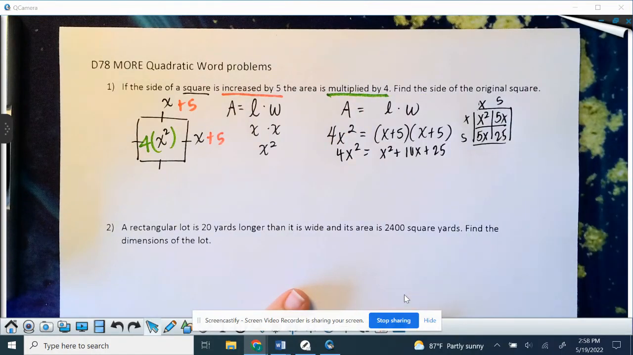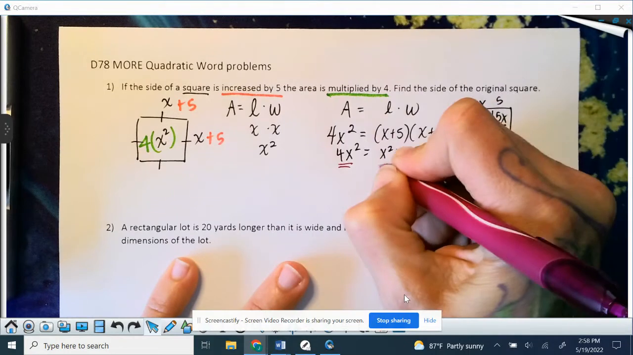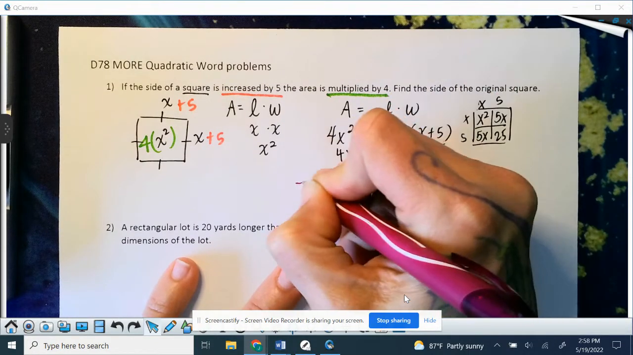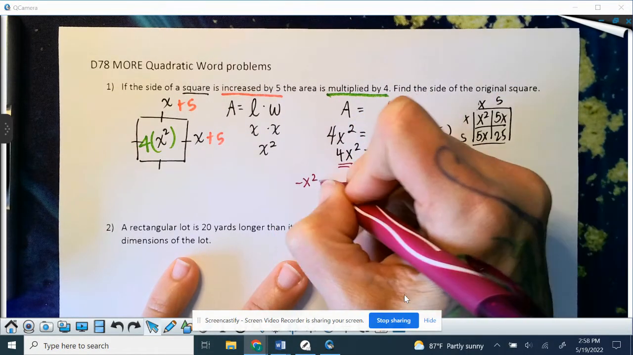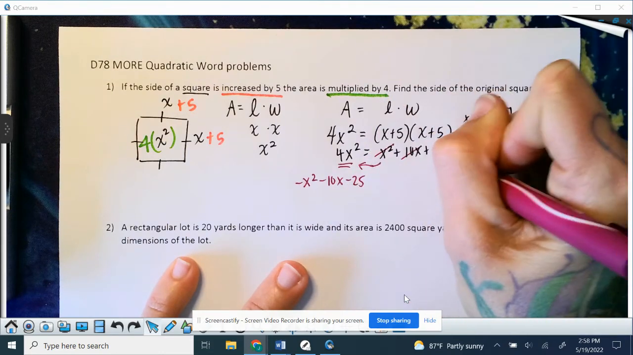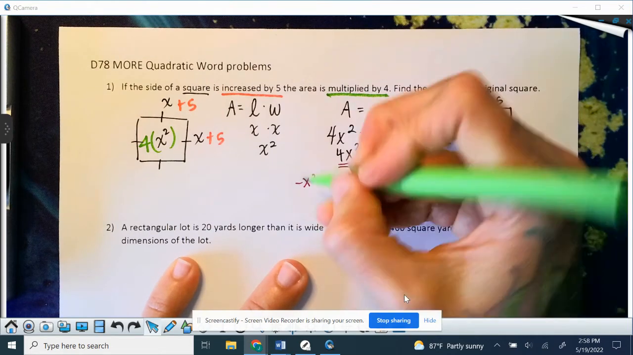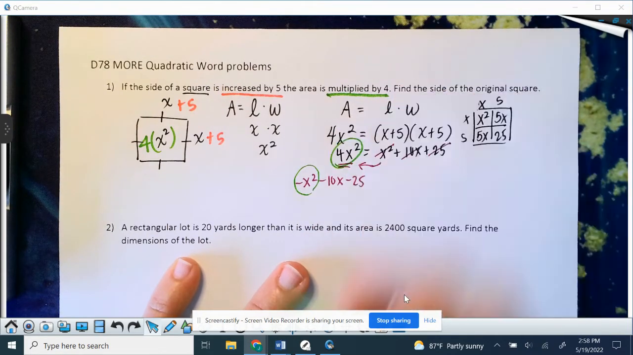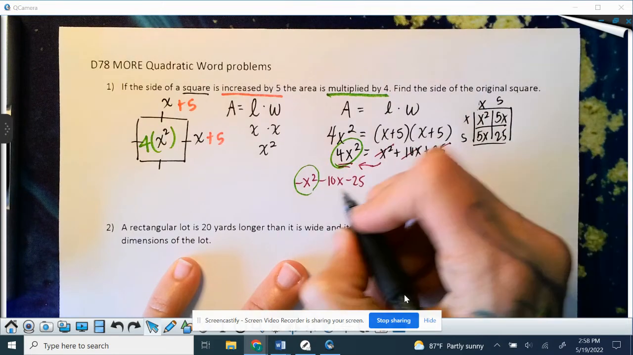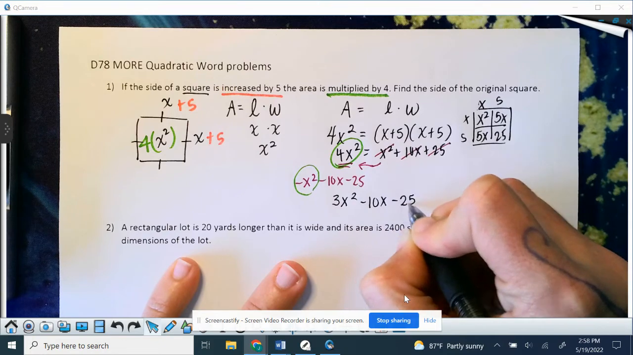Anytime you see an x squared, you want to get it set equal to 0. You would prefer your x squared term to be in the front in standard form to be positive. So I'm going to move everything this way. I'm going to subtract x squared, subtract 10x, and subtract 25 from both sides, which will make both of these go away. I will combine my x squared terms, so negative x squared and 4x squared, which is going to give me 3x squared minus 10x minus 25 equals 0.